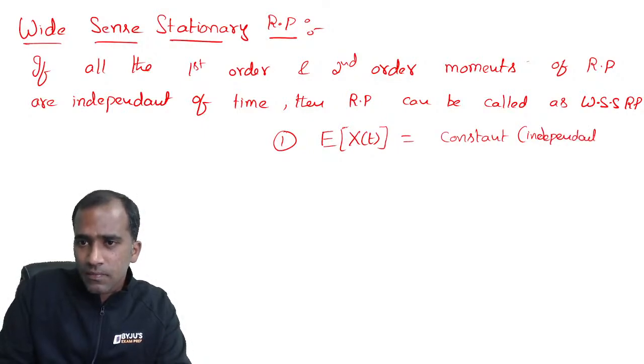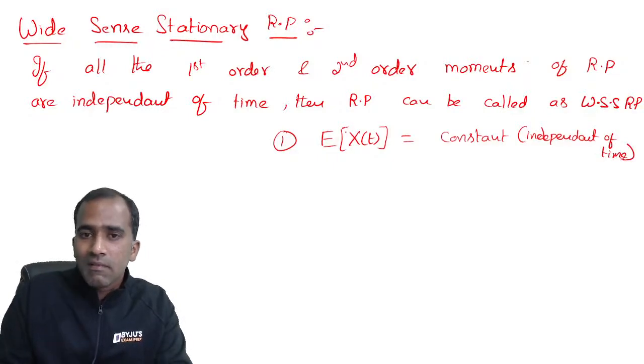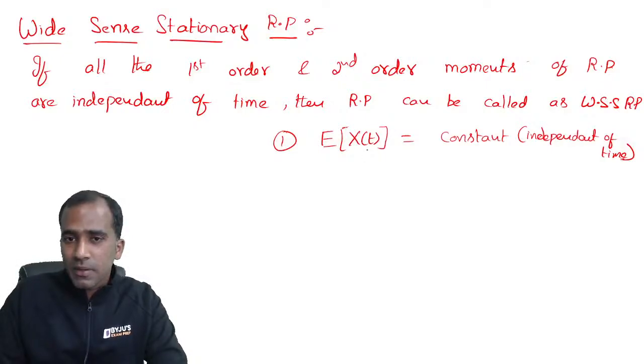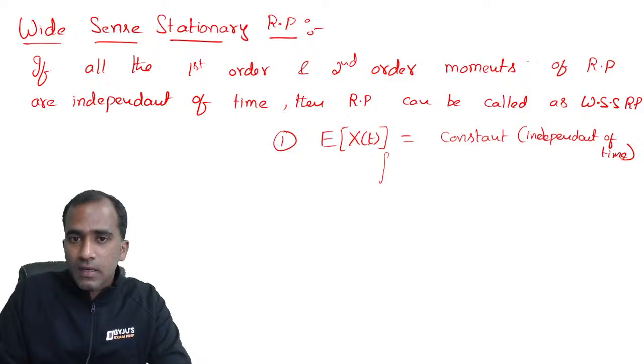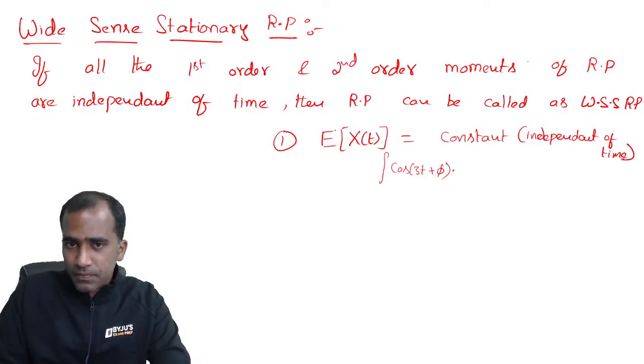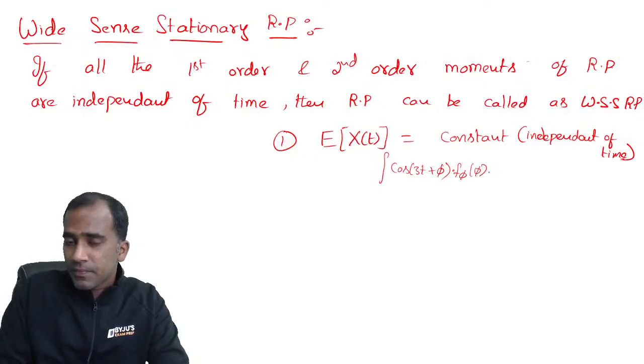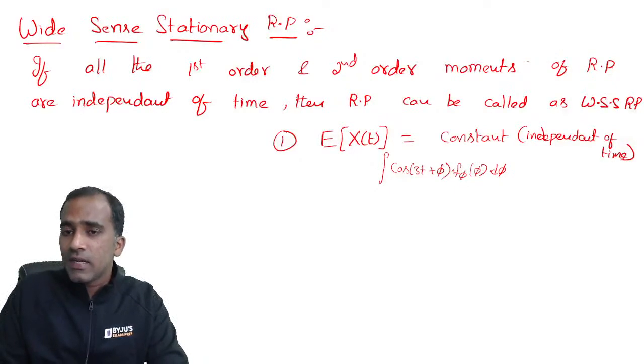Try to understand this carefully. Independent of time. Whenever somebody says expectation, always imagine it as some kind of integration with respect to the random variable. Expectation of x of t means you are going to integrate. Just for example sake, take x of t as cos of 3t plus phi, the example that we have taken in the previous slide, where phi is random variable. Since phi is random variable, if you want to find expectation of cos of 3t plus phi, whatever you want to average, you multiply with the corresponding probabilities. So we multiply with the PDF of phi, f phi of phi. And the variable of integration also should be the same random variable. Expectation of x of t means inside x of t, whatever is a random variable, multiply with the PDF of that and integrate with respect to that variable only.